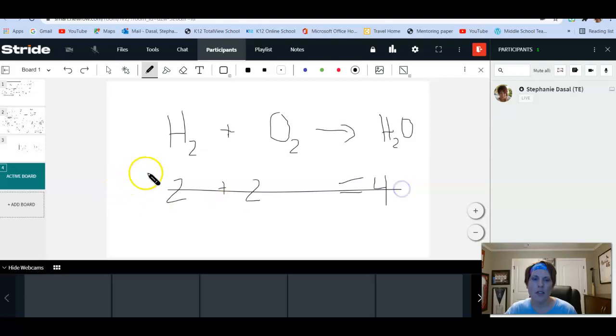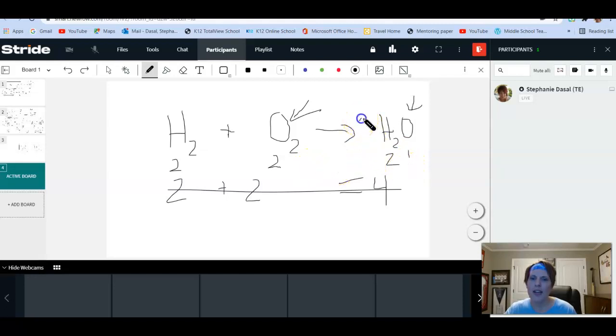Okay, so I'm going to get rid of this equation. So 2 hydrogens on this side. We have 2 oxygens on this side. We have 2 hydrogens on this side, so the hydrogens are in equilibrium, but we only have 1 oxygen here where we have 2 oxygens on this side. So we want to make them equal.